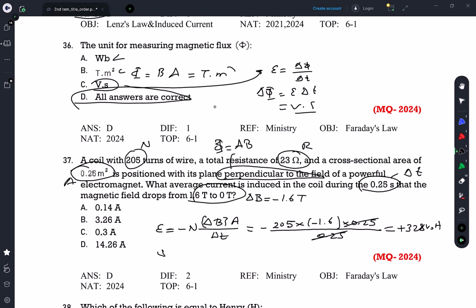Then use Ohm's law for calculating electric current. Induced EMF divided by resistance. Positive 328 divided by resistance is given as 23. Answer is 14.26 ampere. So this is the correct choice.